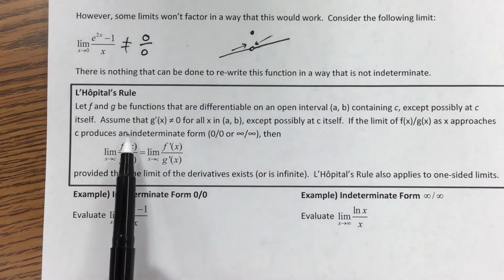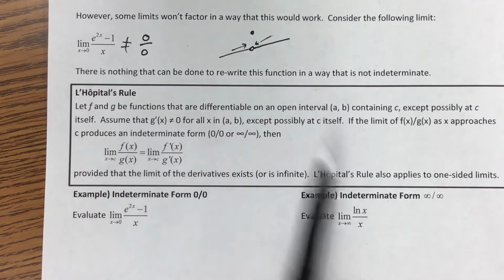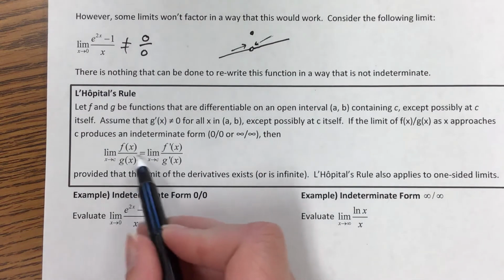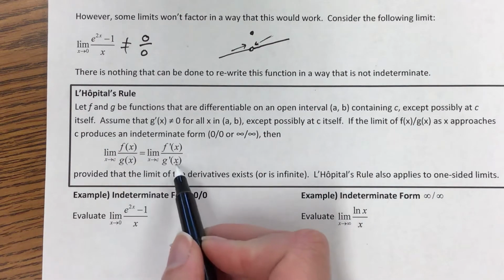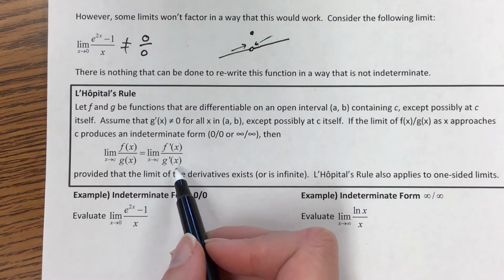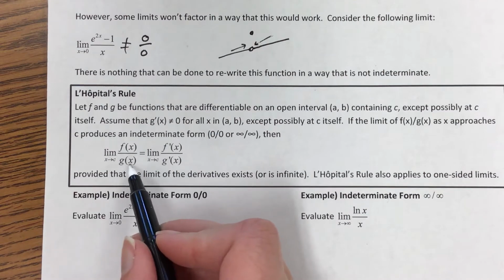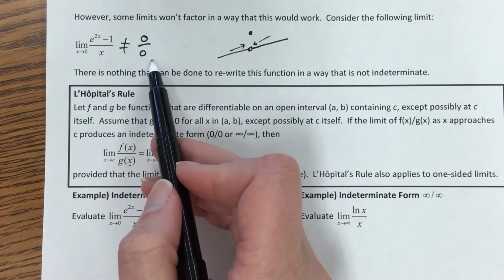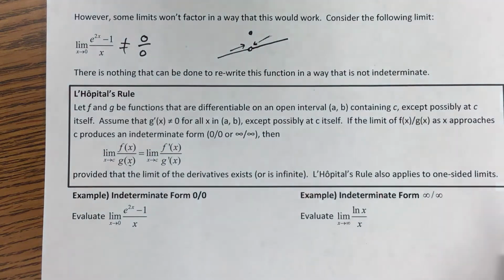We got some more stuff. Assume that g prime of x does not equal 0. So if you take the derivative of this bottom function, you just can't get 0. That means that your denominator cannot be a constant. And if it was a constant, you wouldn't get 0 over 0 or infinity over infinity anyway. All right.